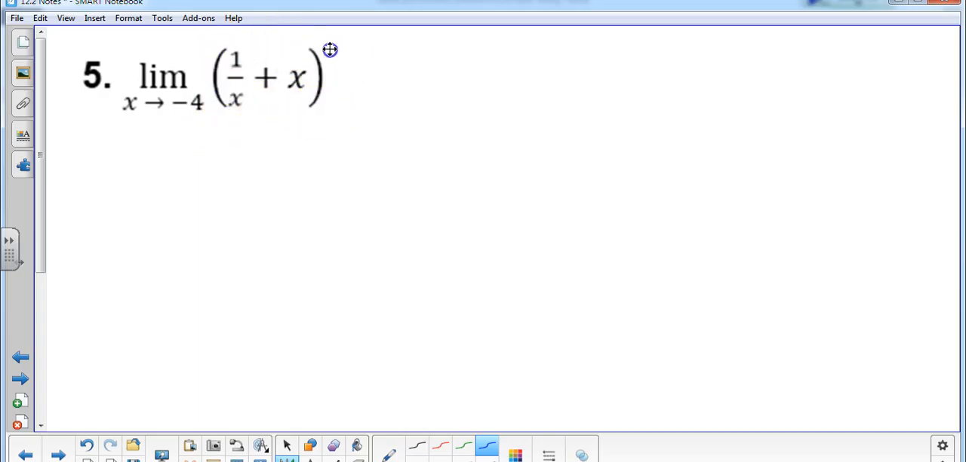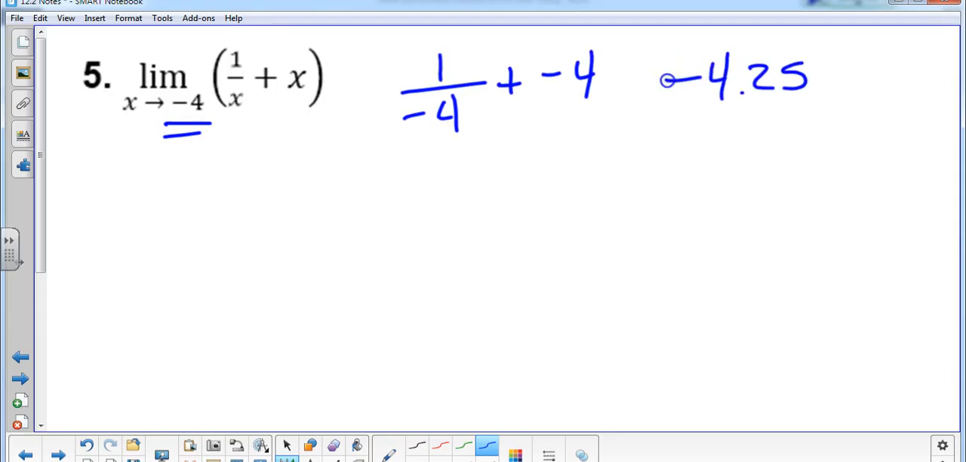This graph is not continuous. Where would it be undefined? Yeah, well, at 0. At x equals 0, we'd have a problem, right? But do we have a problem at -4? No. So we just plug in -4, which is -4.25 or -17/4. Is that right? I think so. Yep.